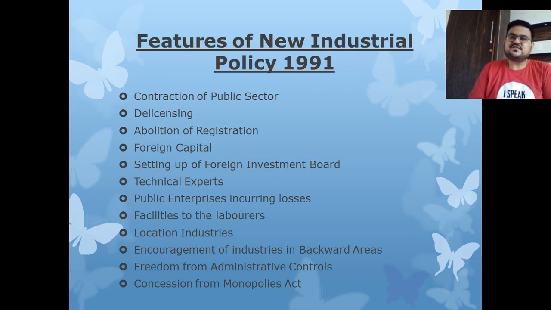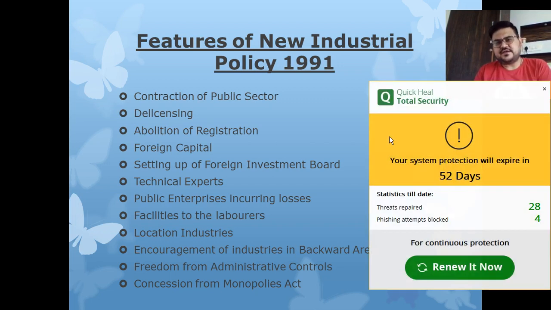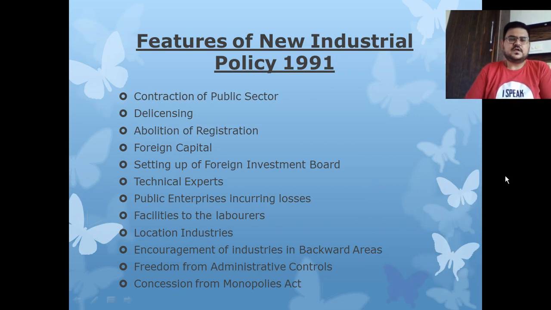Laborers were given a lot of advantages because now industrial policy is there. Location industries also took a lot of advantage. Some specific locations were famous because of manufacturing. Even in backward areas, we created industries. Because of this, there was encouragement of industries. There were very few administrative controls from the government, so there was not much control from the government. Then concession from the Monopolies Act. So now you can do things that you want. You could get some concession from important acts like the Monopolies Act. So these were the features of the new industrial policy.